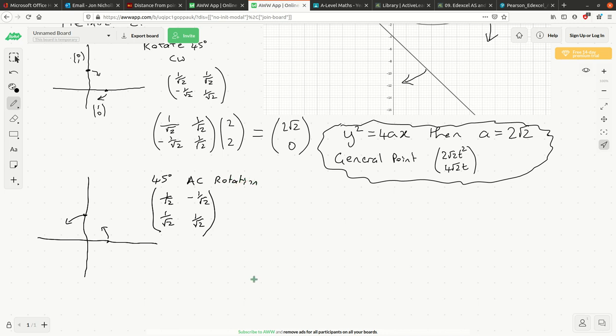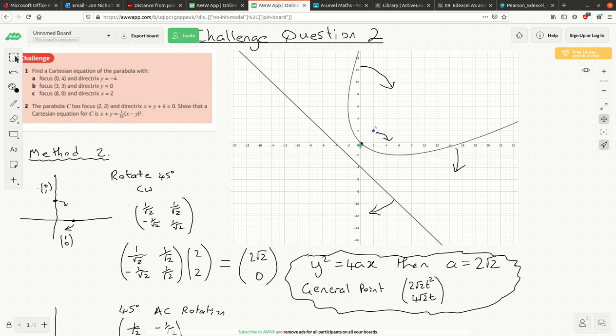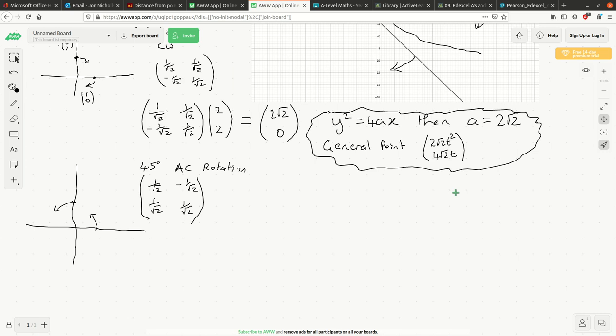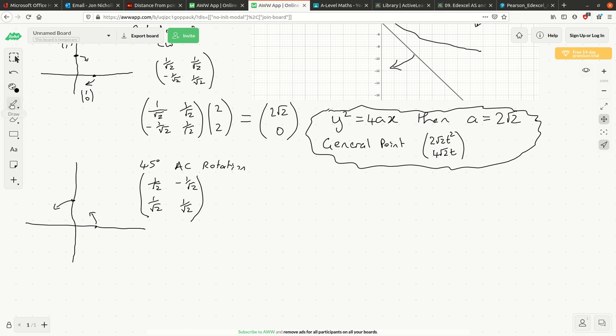So what am I going to do with that? I'm going to multiply it by the general point on the original parabola, which I describe as the original parabola, but I mean the parabola after I rotated it 45 degrees. That's the general point on that parabola. Now I want to rotate it 45 degrees again, and then I can eliminate the parameter t and work out the Cartesian equation.